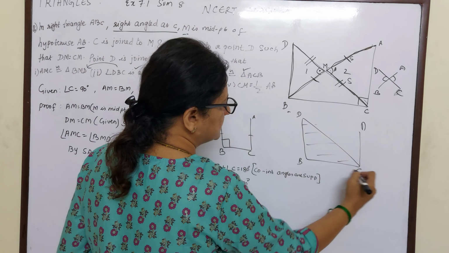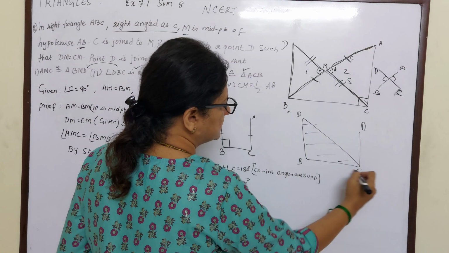Now what is this pattern again, children? Side, angle, side. So they form the pattern side, angle, side. So you can say by side, angle, side, triangle DBC is congruent to triangle ACB. Now we have to come to the last part of the sum.